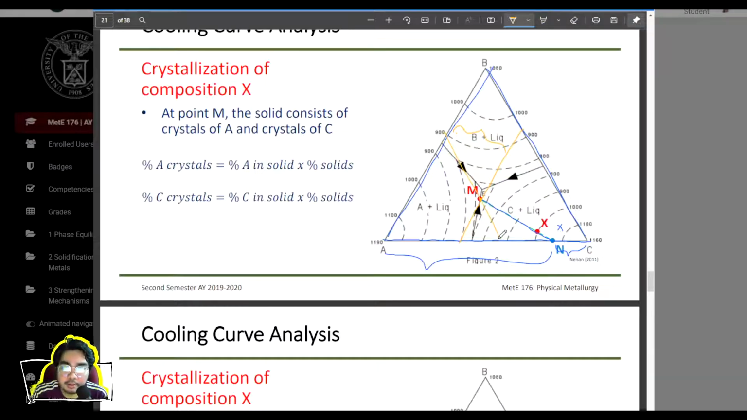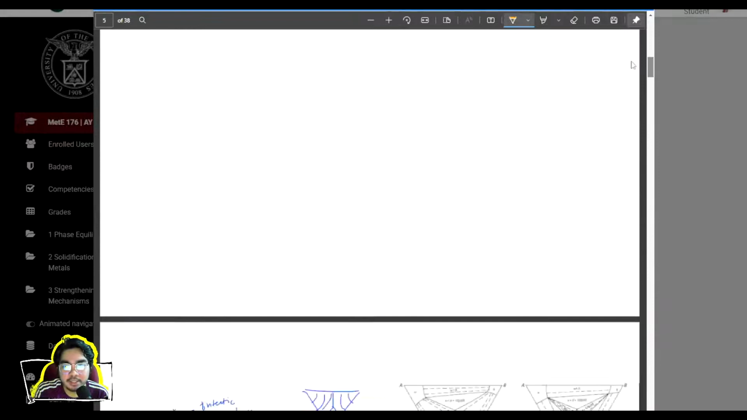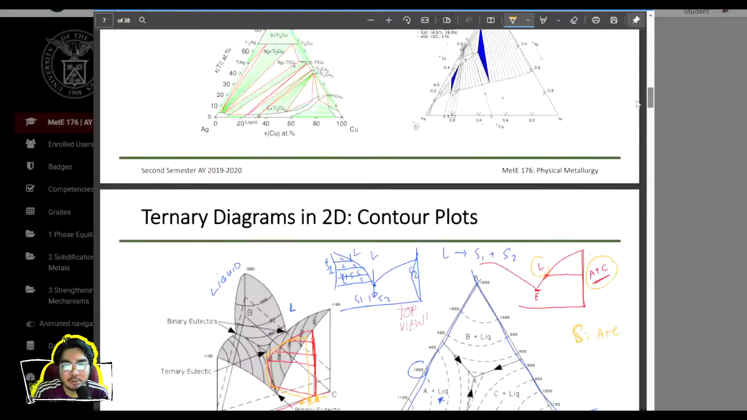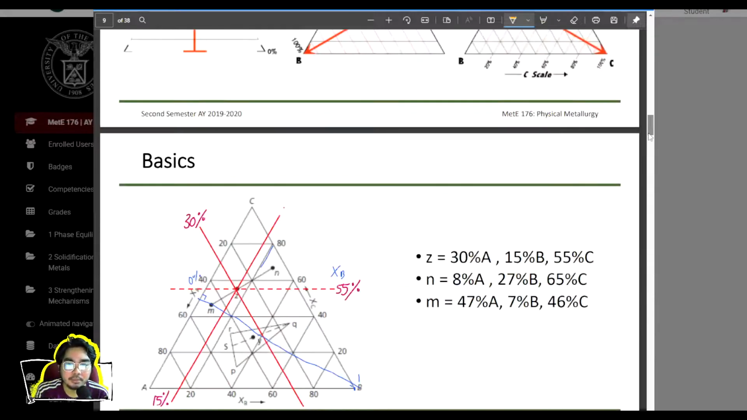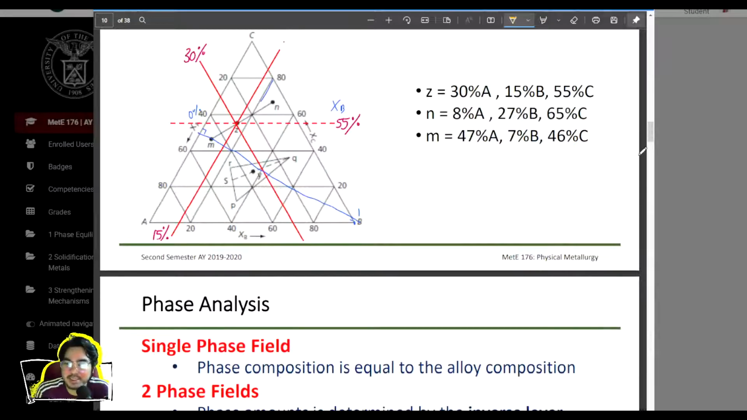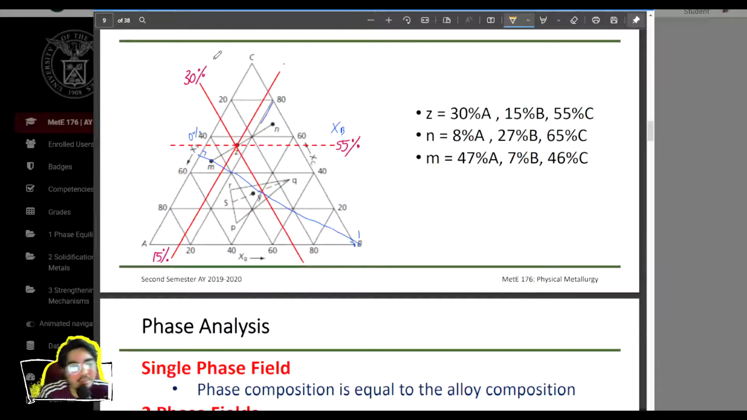Bali, itong technique po na ginagawa niyo, sir, gravity rule po tawag. Ay, hindi naman gravity rule, pero yung parang usual plotting natin, yung tinuro dito. Ano po tawag diyan, sir? Hindi ko alam ano tawag. Okay, pero this is just the way we plot the ternary diagram.